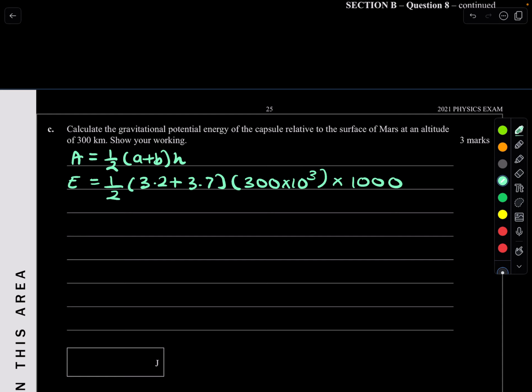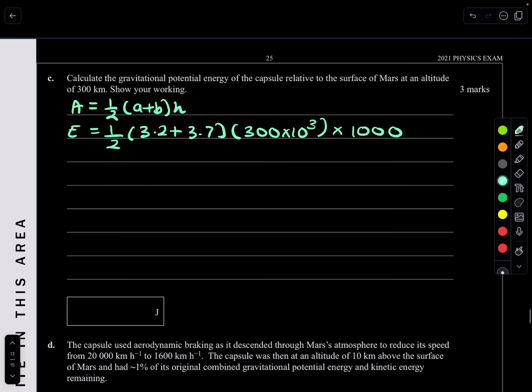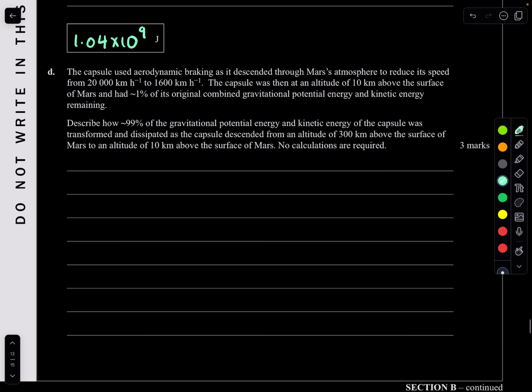Power 3 times 1,000. So that gives me, how many significant figures? Let's say 3. So 1.04 times 10 to the power of 9 joules. Beautiful.